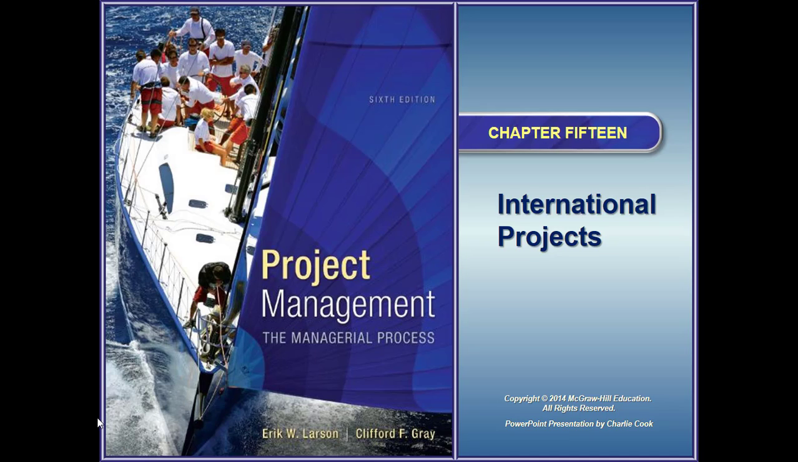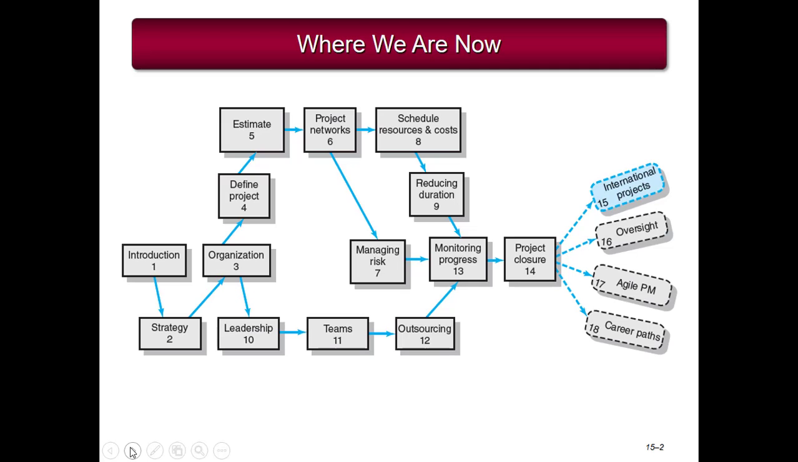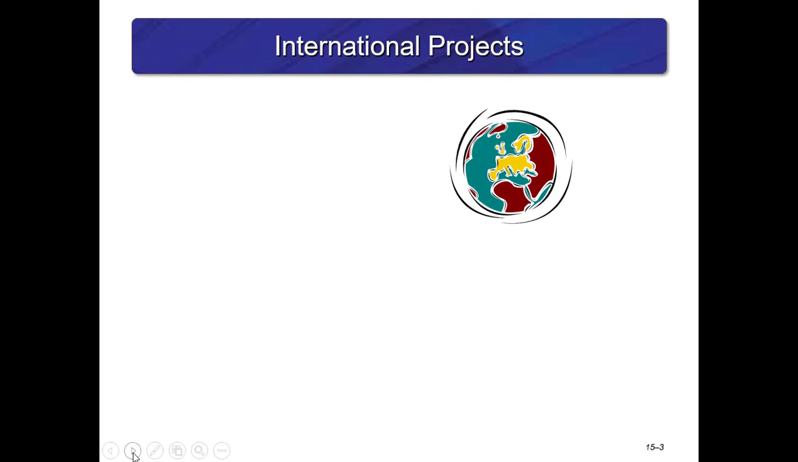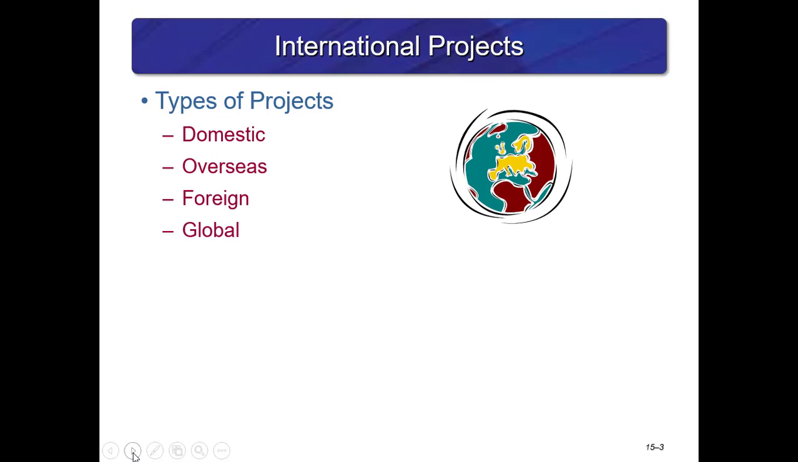We are on chapter 15, International Projects. We're getting very close to the end of our roadmap here. We have chapters 16, 17, and 18 that remain. So this chapter is on international projects. The types of projects can be domestic, meaning in your home country, overseas, foreign, or global.